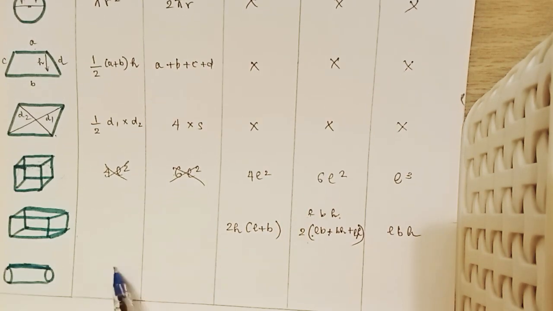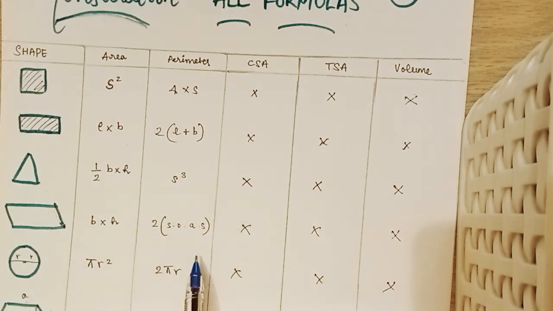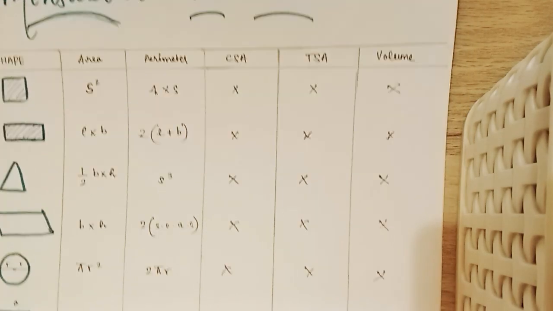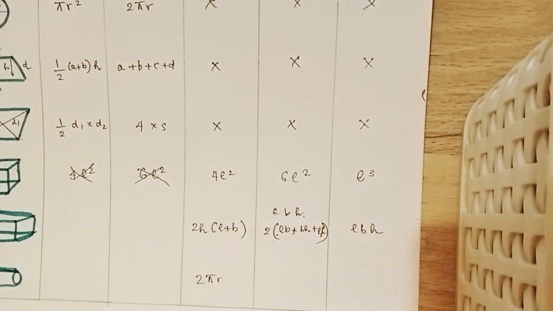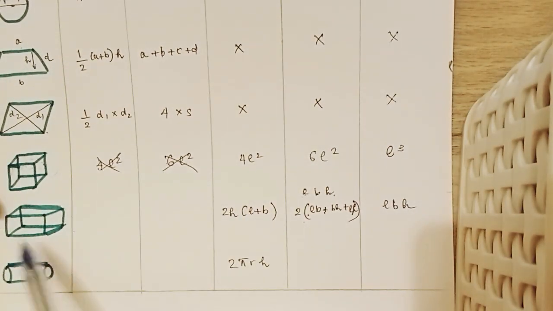Next we have the cylinder. Again, in a cylinder, we can say there are 2 circles. So again, pi is involved, which means 2 pi r. What is 2 pi r? 2 pi r is the perimeter of a circle. So perimeter into h gives you the curved surface area of a cylinder.